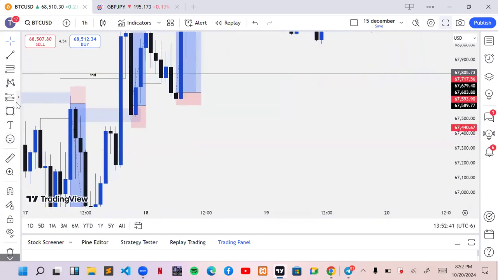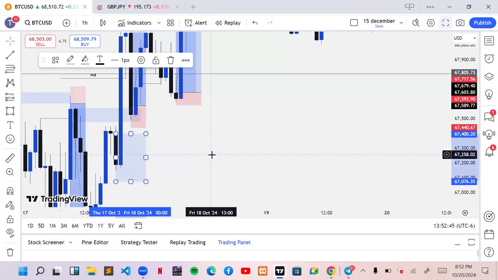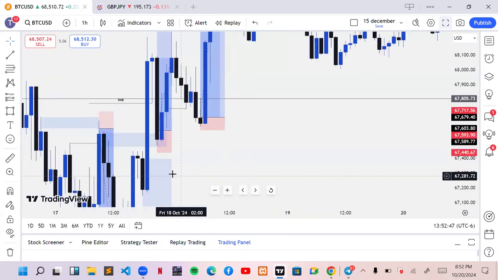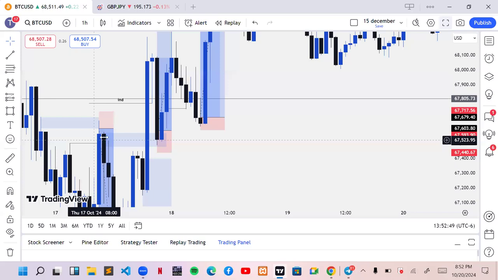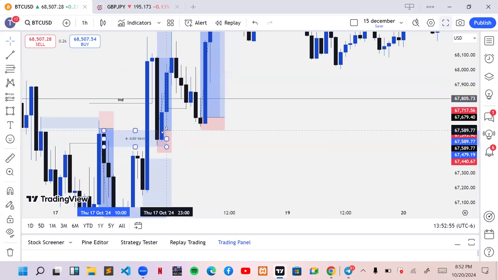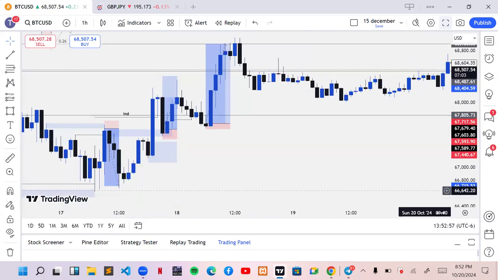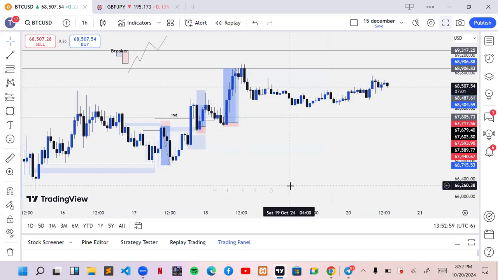There's another block down here, but at the same time, there's a breaker block up here. The reason I did not pick this other block as my entry was because this breaker block is closest to this inducement that the market made right here. That was why I took this trade from this breaker block. And then, as you can see, TP.